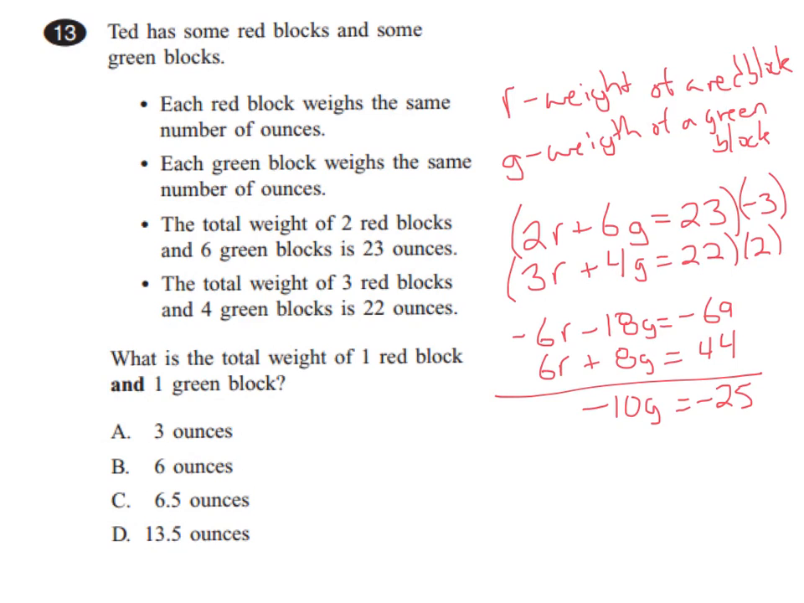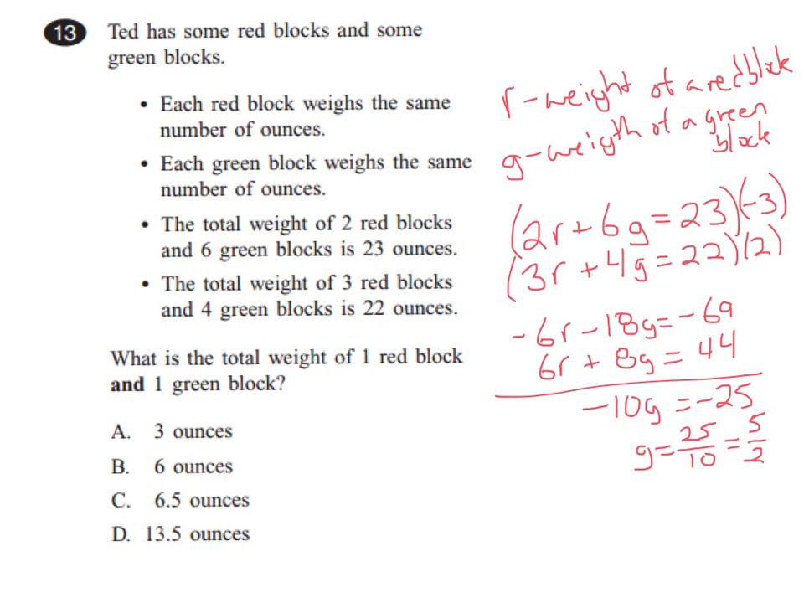So because 6r plus 8g is equal to 44, I can add 1 to one side and 1 to the other, and it's basically adding the same thing to both sides. This tells us that g is equal to 25 over 10. If we simplify that, we get 5 halves.